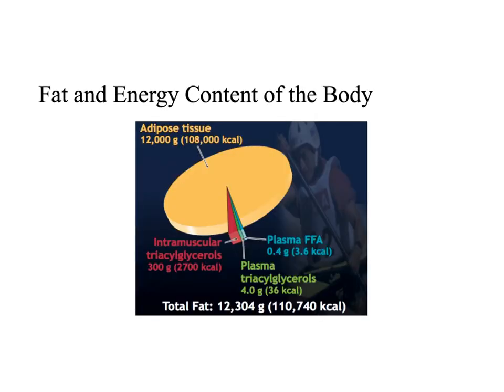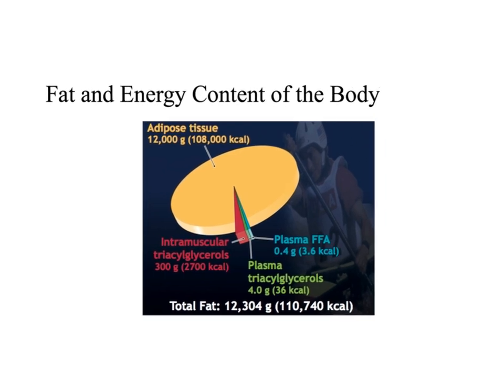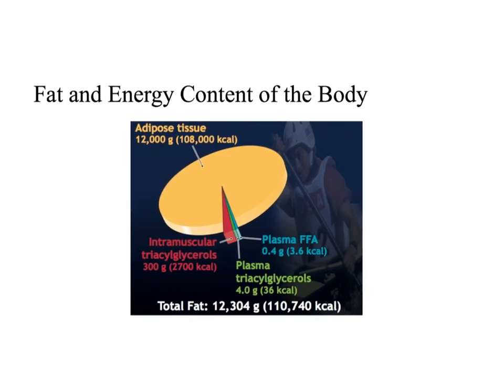If you were to look at the energy content, recall the amount of calories we store as carbohydrate, which is roughly around 2,000. Look at the total storage of adipose tissue. Now this is just in a typical 70 kilogram human: 12,000 grams of adipose tissue, over 110,000 kcals. Now that's quite a difference compared to the 2,000 kcals of storage of carbohydrate.